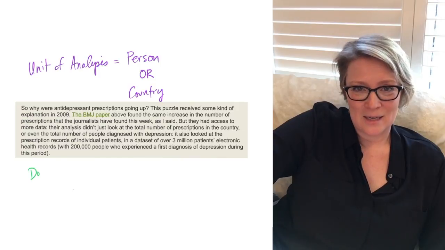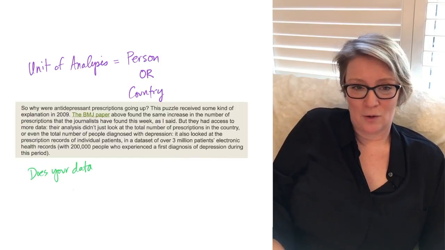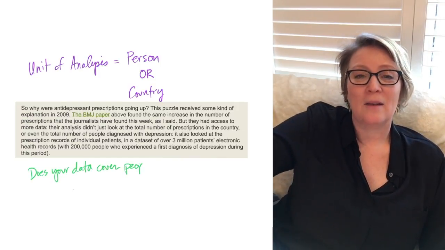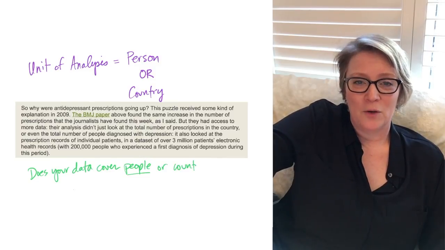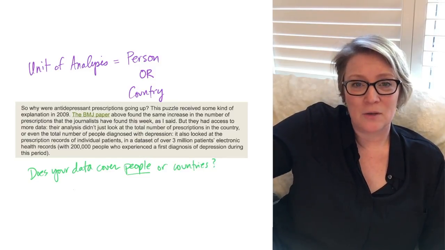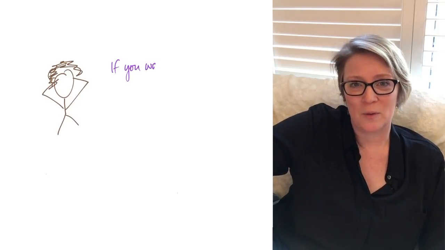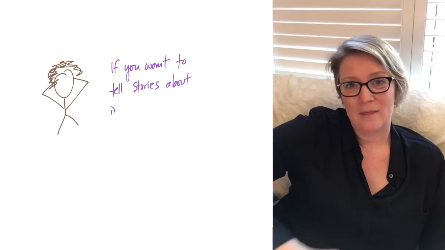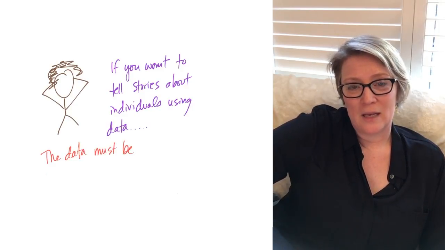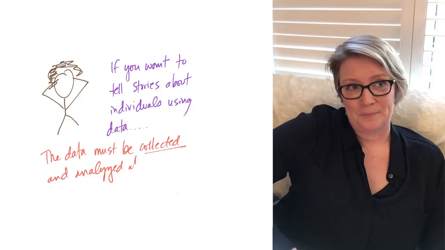But this idea of the unit of analysis is critical in data journalism and very, very frustrating because often you want to talk about individual lives, individual stories, individual people. And if you want to talk about individual people, you have to have data that is being collected and analyzed at the level of the individual person, not at the country.